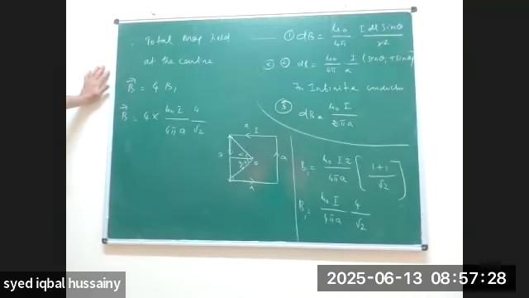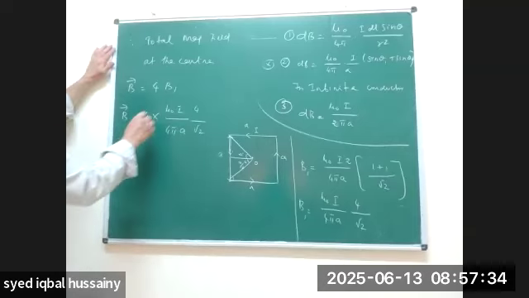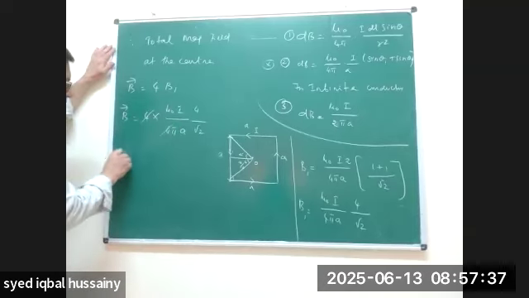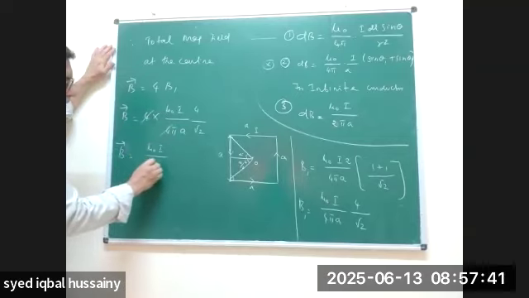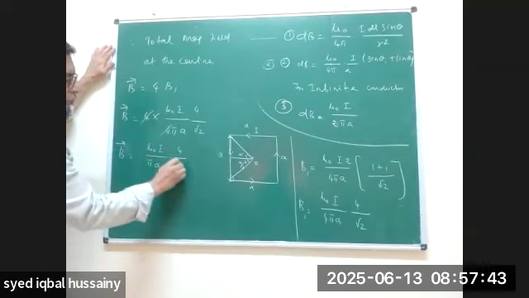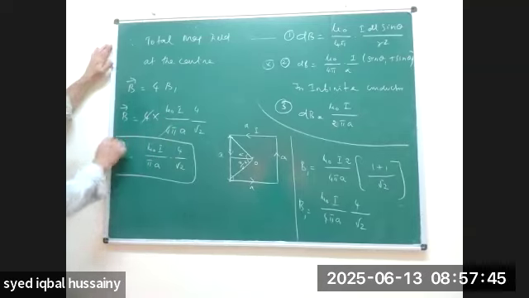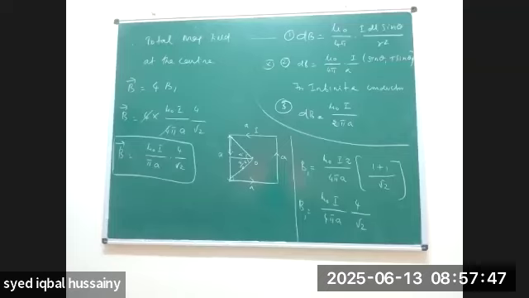Yes, sir. Now you can cancel, the 4 and 4, cancel. So B vector will be equal to mu naught I by pi A into 4 by root 2. That is the final answer. So you get 3 marks.